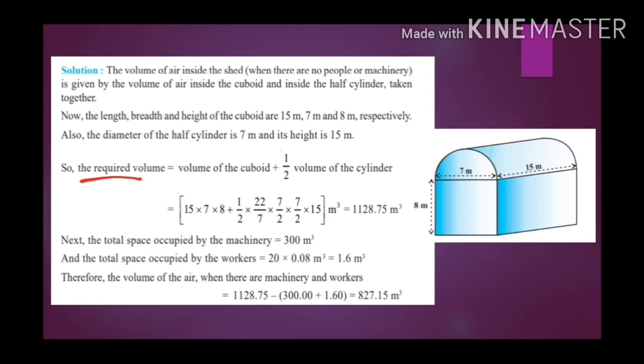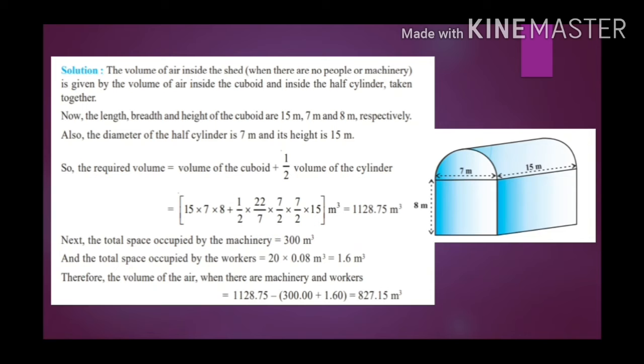So the required volume will be the volume of cuboid plus half of the volume of cylinder. Just put the formula: it is L into B into H, that means 15 into 7 into 8, and here it will be half into pi r square H. Look here, half, in place of pi it is 22 by 7, in place of r it is 7 by 2, and in place of H it is 15. Just do the calculation, this will be the total volume of air.